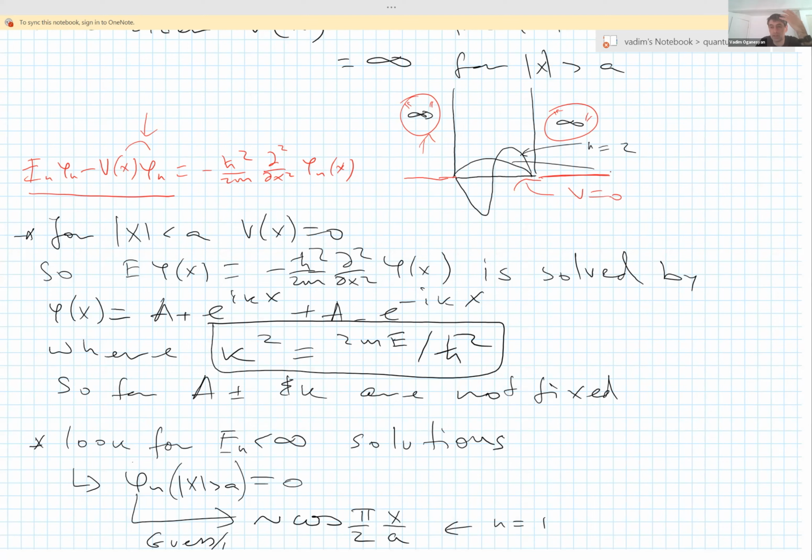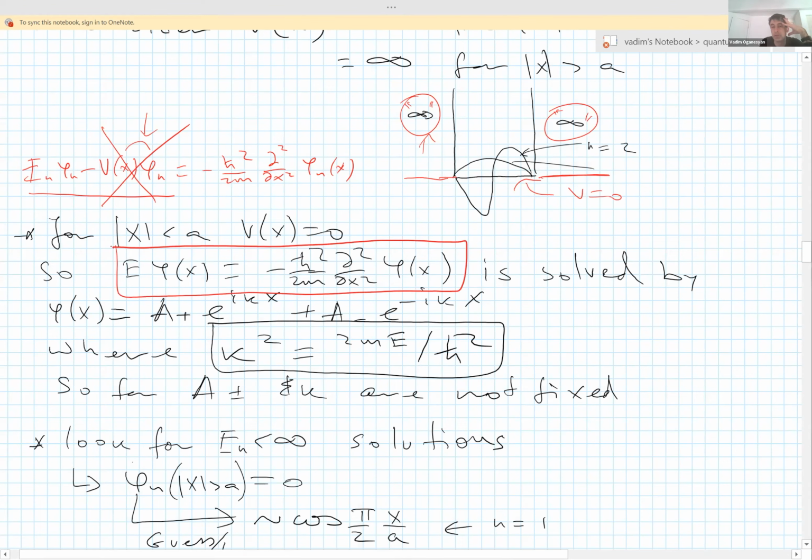And again, a common physics understanding is that infinity times 0 in this case is 0. Or it can be anything you want, as you'll see. But basically, we want to not think about that. Now, inside the well, the potential is 0. Again, we don't think about it. And so the equation that we have to solve inside the well is this very friendly equation.